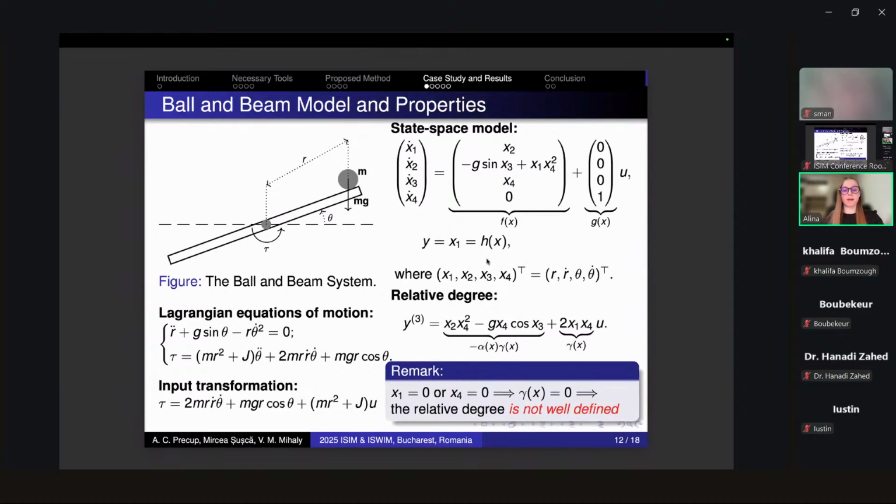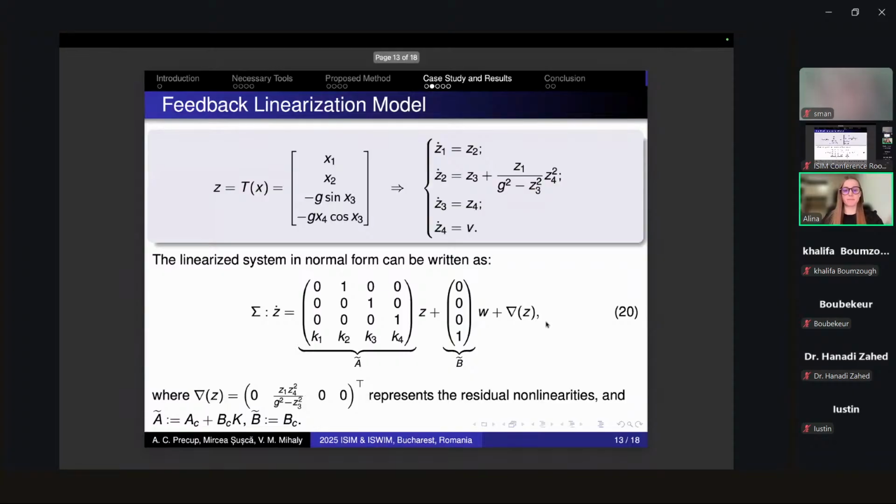To illustrate the method, we consider the classical ball and beam system. On the left, we see the mechanical setup and the equations of motion together with the corresponding input transformation. On the right, we have the state space model with state x, and the output is simply the ball position on the beam. We observe that if either x1 or x4 are 0, then gamma of x is 0, which means that the relative degree is not well defined.